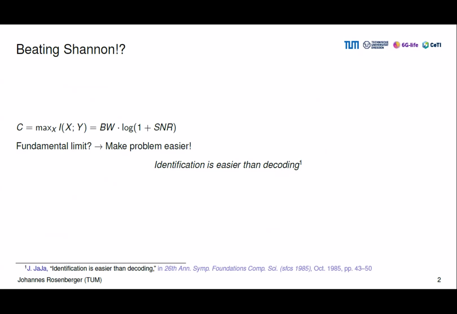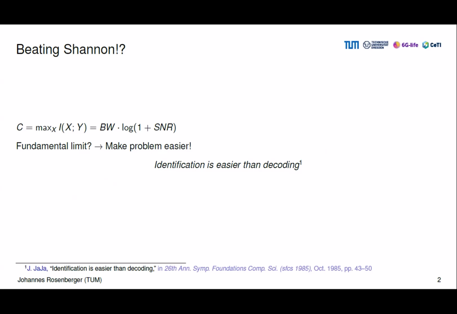Beating Shannon. Of course, we talked a lot about beating Shannon in the molecular communication part. So what do you have to do if you want to beat Shannon? That's a fundamental limit, which he proved. So how can we get better? We have to make the problem easier, otherwise, fundamentally, it's not possible. And Yaya showed that identification is easier than decoding. That was the title of his paper. So you've already seen that identification is somewhat easier than decoding, in the sense that it's more efficient. You need to know less.